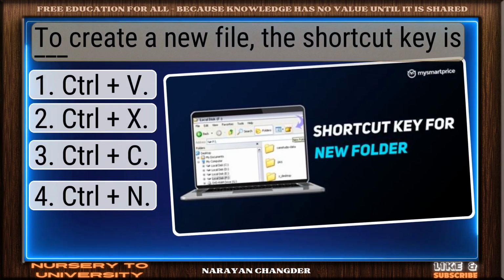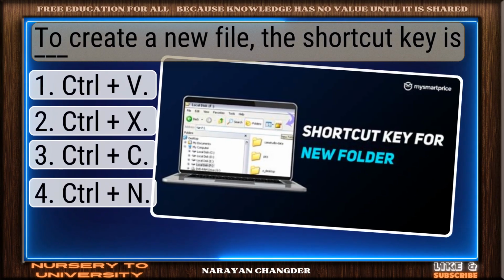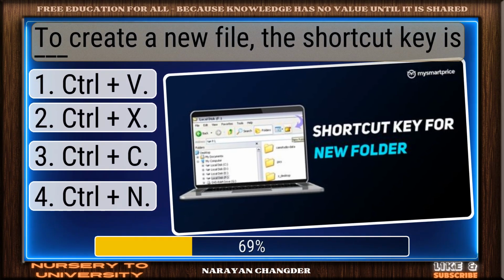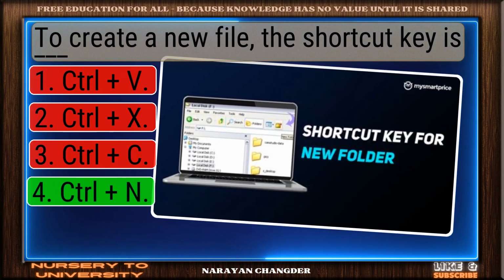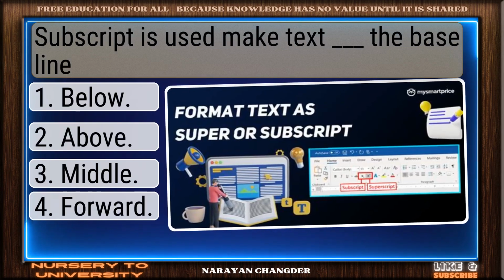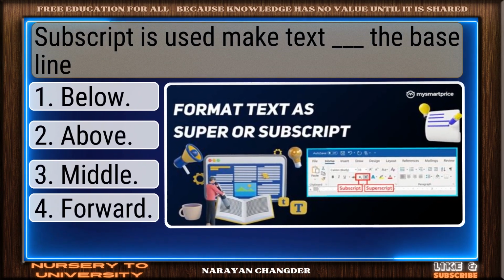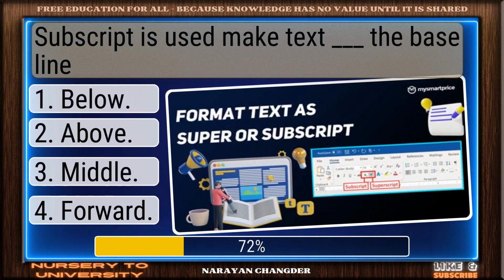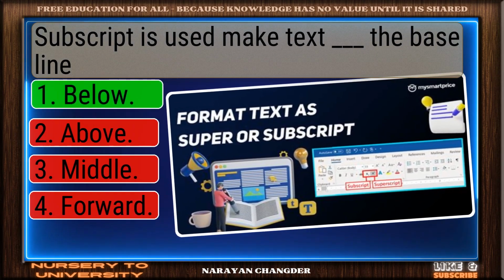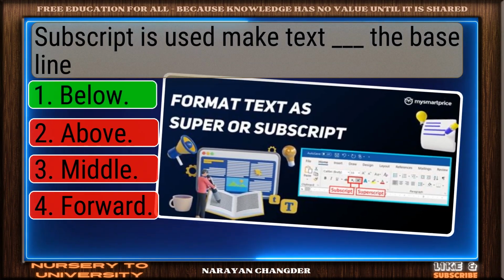To create a new file, the shortcut key is Dash. Sharp thinking. Ctrl+N is the right choice. Subscript is used to make text dash the baseline. Perfect. Below is the correct choice.